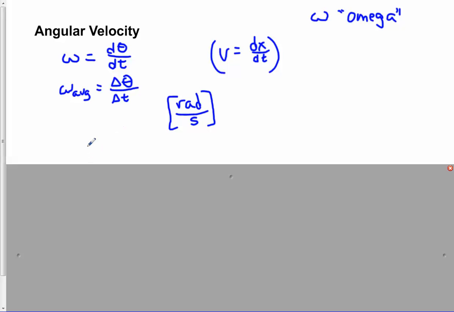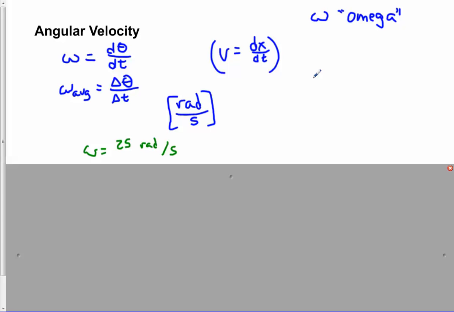So, just as an example, something is moving at a rate of 25 radians per second. Something's rotating at a velocity of 25 radians per second, and that tells you how fast it's spinning. Now, just a little addendum to this. Sometimes angular velocity can be given to you in a disguised way.